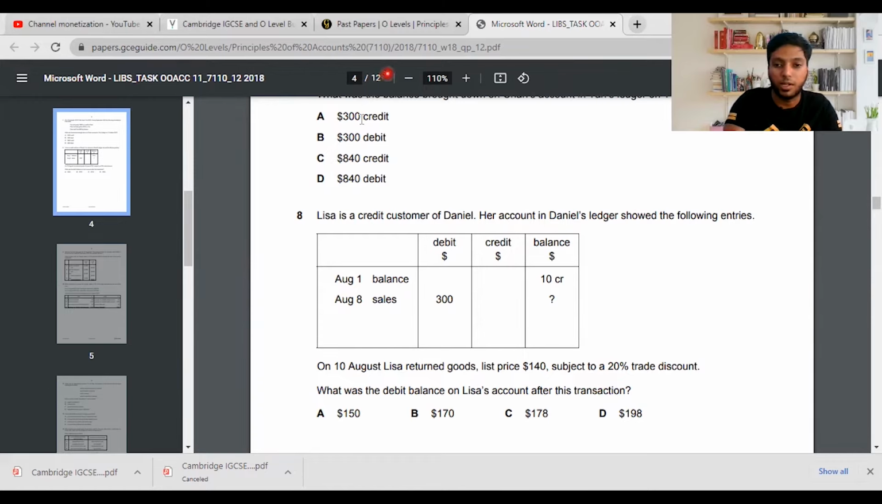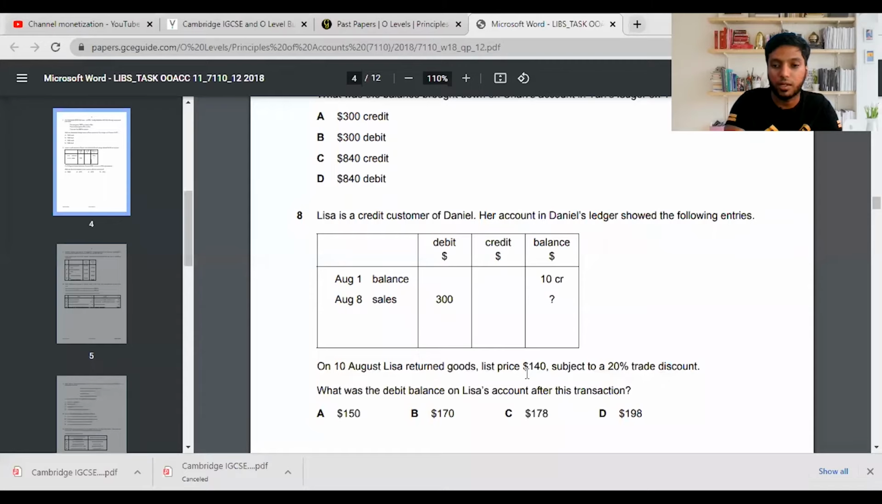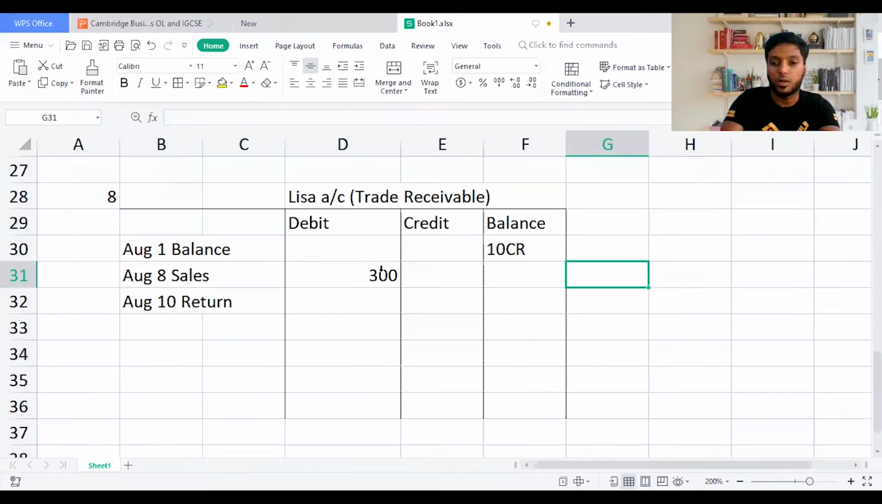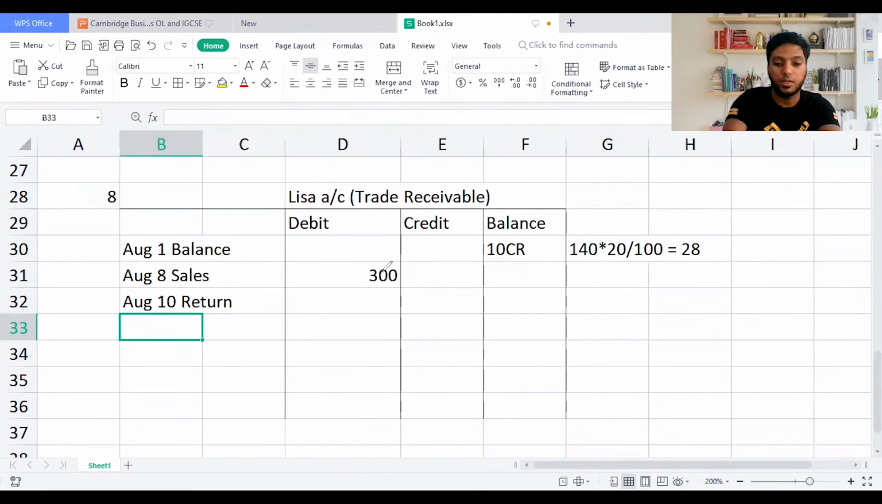So I will be taking the same statement in my Excel sheet. You can see here, which I have already taken. So first August balance, I took 10 credit as per the format they have given in the question. And then they have given sales 300. I have taken it on the debit side. And they're saying that there is a return. The return is 140 and subject to a 20% trade discount. So I'm going to take the 140 here, but I'm going to show you how I got this 20% discount. So 20% discount of 140 is going to be 28, right? So in 140, I'll show you 28 is the amount of discount they have got.